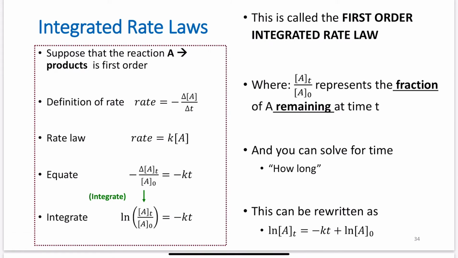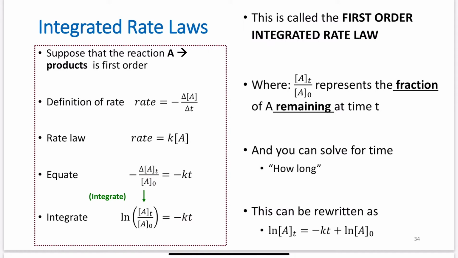Let's suppose that I have a reactant A going to products, and this is first order. The definition of rate is equal to the negative change in concentration of A over change in time. The rate law for this reaction would be rate equals k, my rate constant, times the concentration of A. I equate this where the negative change in concentration of A at time t over A naught, meaning initial concentration, is equal to negative kt.